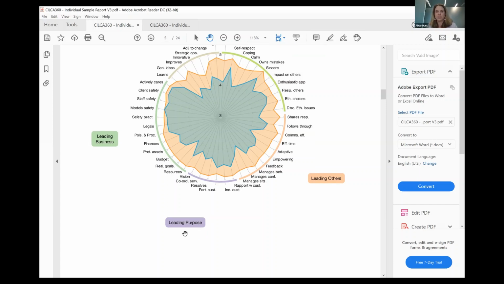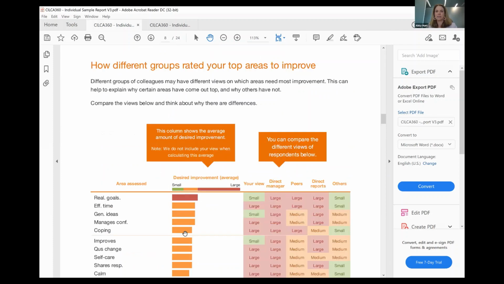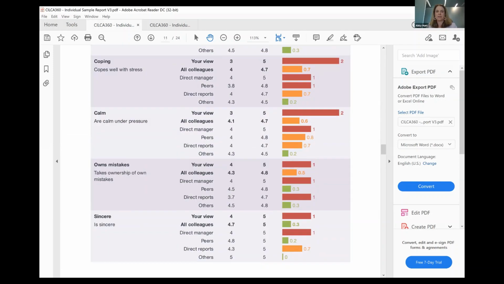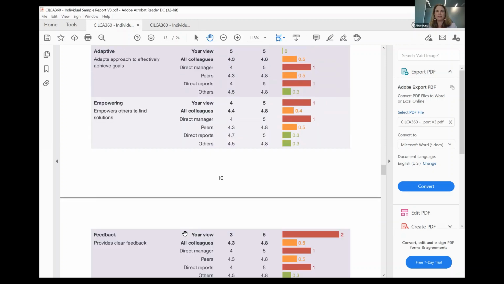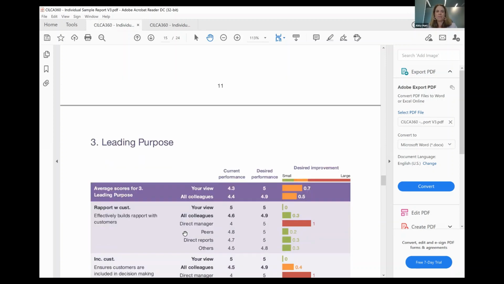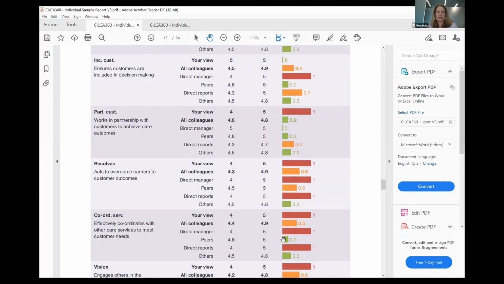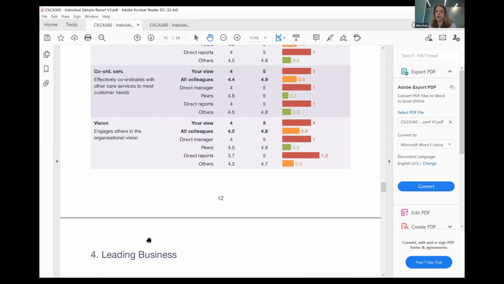So what I do is I go straight to the section where these bits are. So I look for leading purpose. Here we go. And I look at coordinating services, which is here. Okay, so that will tell me exactly what the question is, that I can tell straight away to the participants so that they know what I'm talking about and what the actual question is. So that's a bit of a cheat, not a cheat, but a bit of a trick for you to know how to scan and go to that quickly, because all of these, of course, are in order of domain.